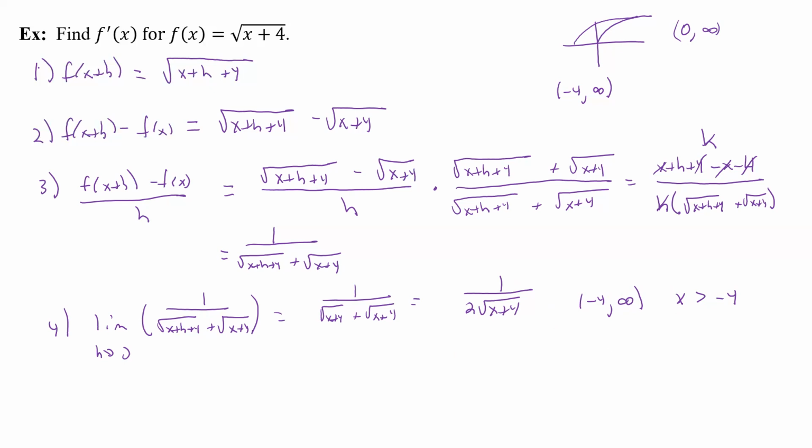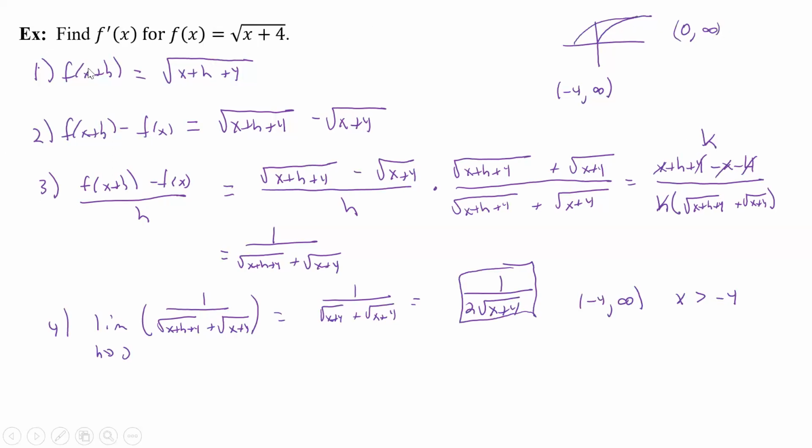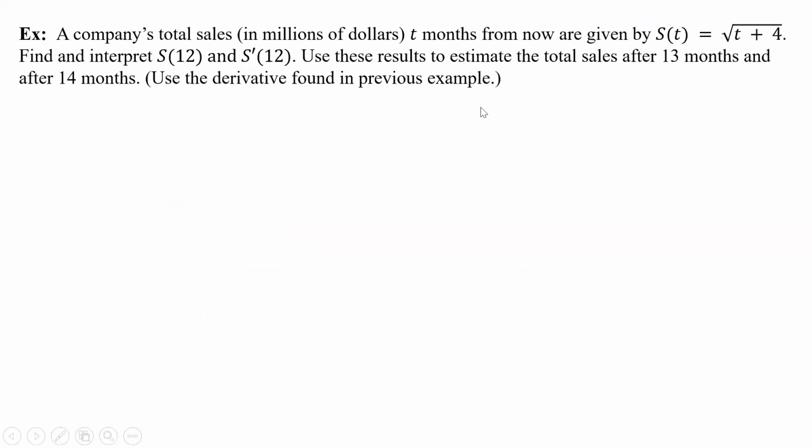So it depends on how they want it, you can do that. Okay. So now what we're going to do is we're going to use what we just found in the next problem. So our key is we found this piece here, and now we're going to use that into this problem where it says the company's total sales in millions of dollars t months from now are given by S of t equals square root of t plus 4.